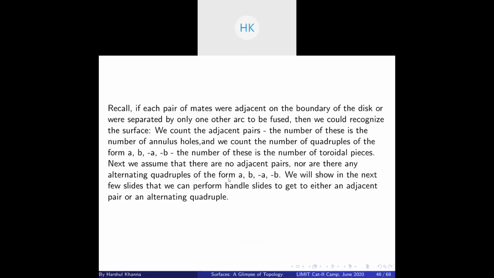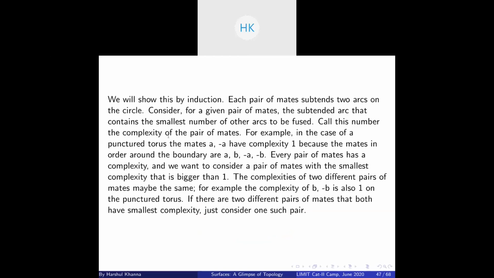So in the surface we will essentially have either the toroidal holes or the adjacent, that is the planar holes, or both, any number of them. We will show this by induction.